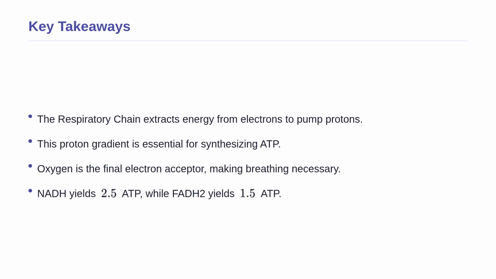We have covered a lot of ground today, so let us summarize the most important ideas. First, the respiratory chain is the ultimate energy harvesting machinery of the cell, safely releasing energy from electrons to pump protons across the mitochondrial membrane. Second, this resulting proton gradient acts as a biological battery, which is absolutely essential for synthesizing ATP, the energy currency of life. Third, we saw mathematically why NADH yields 2.5 ATP, while FADH2 yields only 1.5.